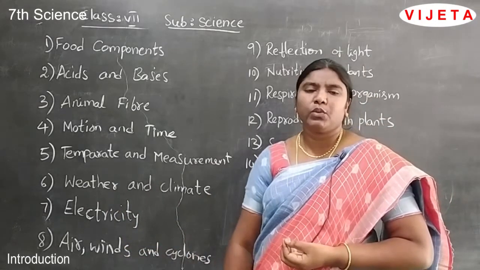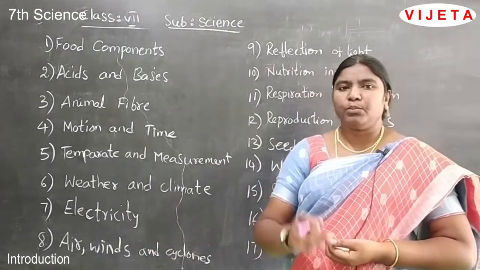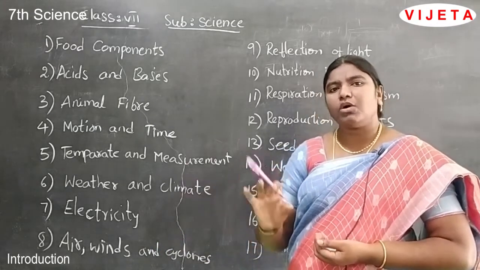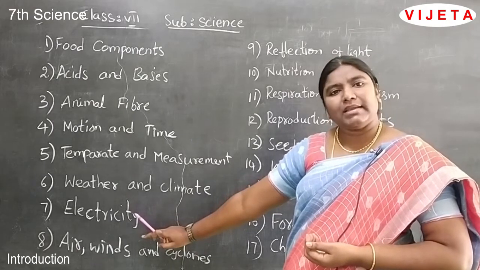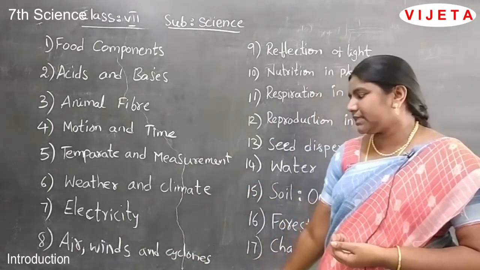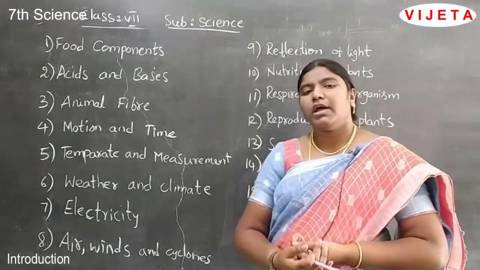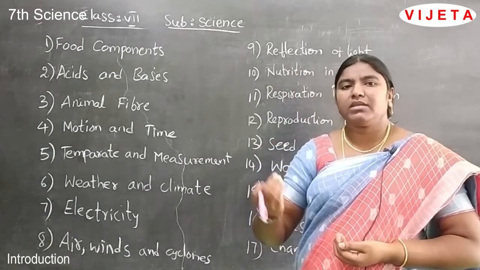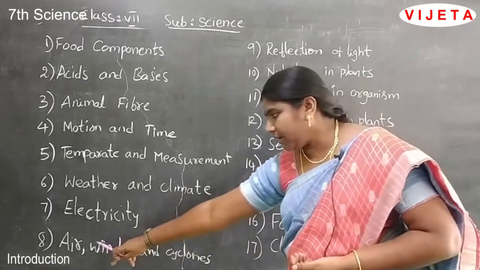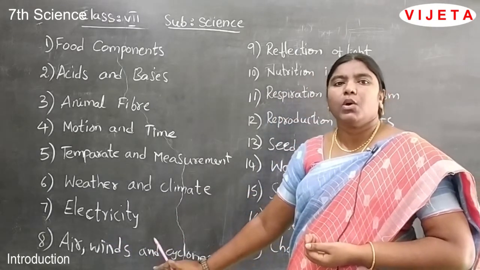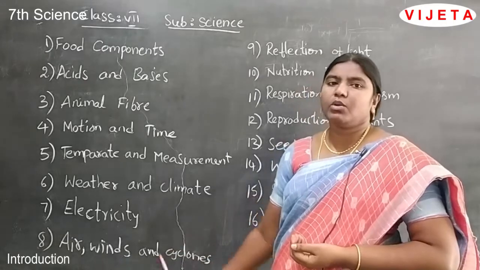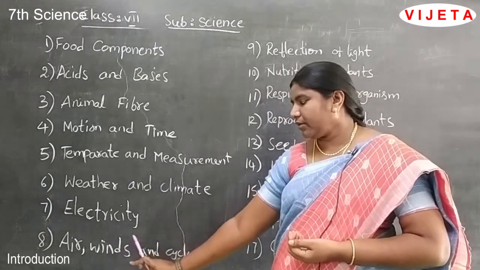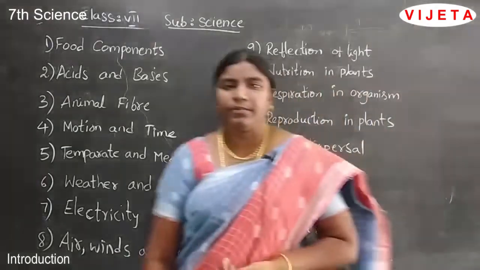Next, electricity. We all know electricity: what the importance of electricity is and how we have to use it. All of this we learn in electricity. And the next, air, winds and cyclones. We know air, wind and cyclones. What are the differences between air, winds and cyclones, how to measure them, and how they inform us. All these topics are learned in this lesson.